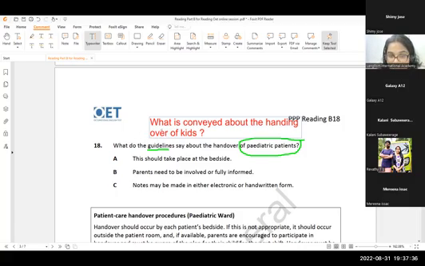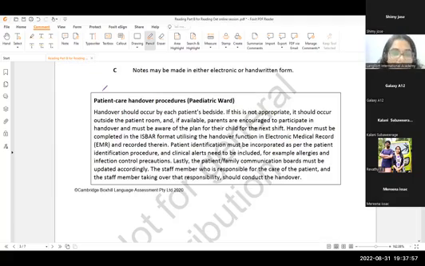We know we are going to read guidelines. We know the topic is about kids. And what do the guidelines say? So what is it trying to convey? What is it trying to convey about what? The handing over of pediatric patients. All of you are clear with the question? Okay. Please read the extract. Take 50 seconds. Read the extract.